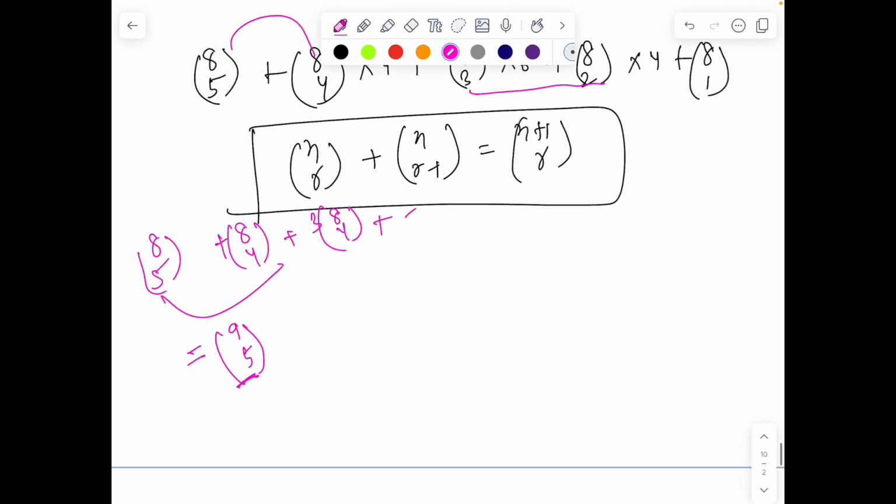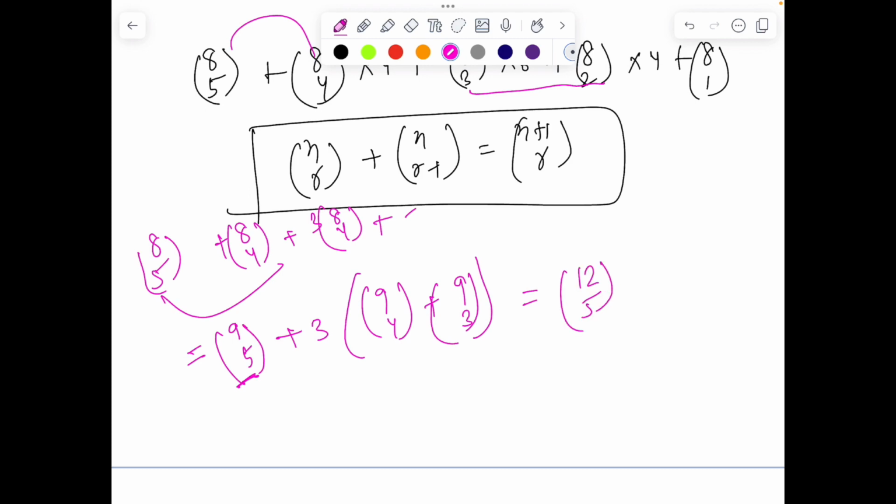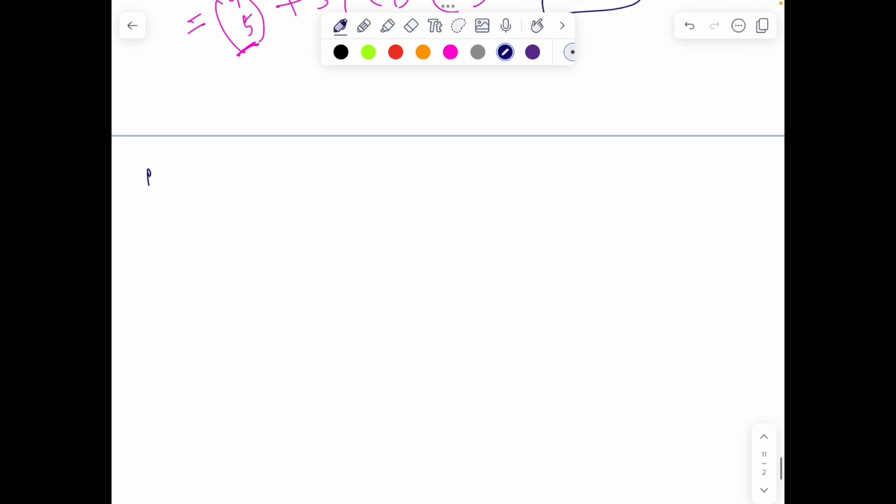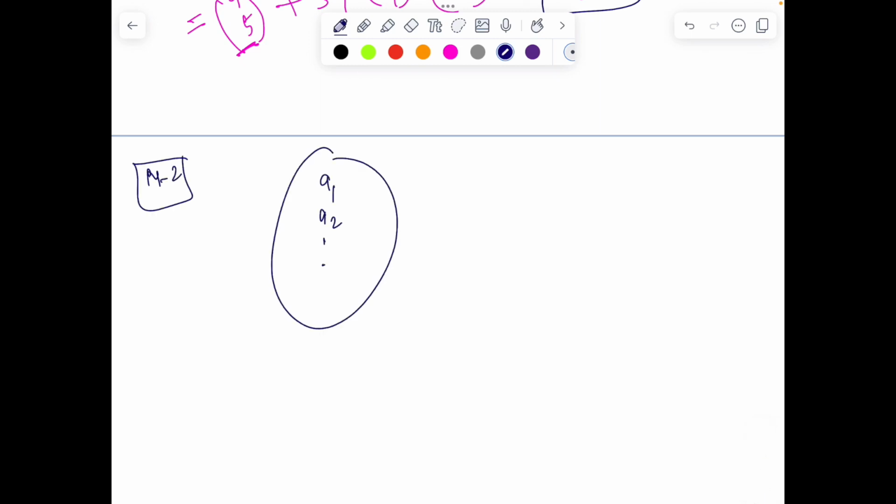Again, that 9C5 will collide with 3 times 9C4 plus 9C3. So this will become 3 times 9C4 plus 9C3, and that is going to give you 12C5 in total. So this is the answer for this problem using this method.